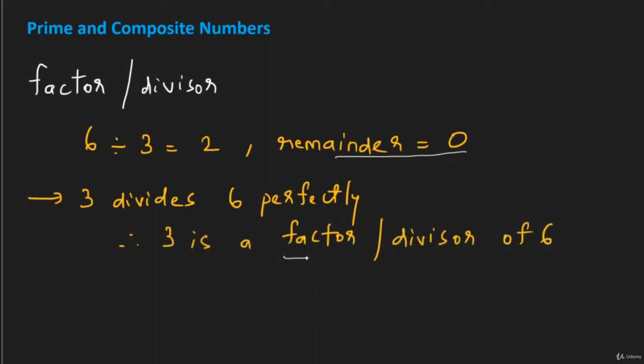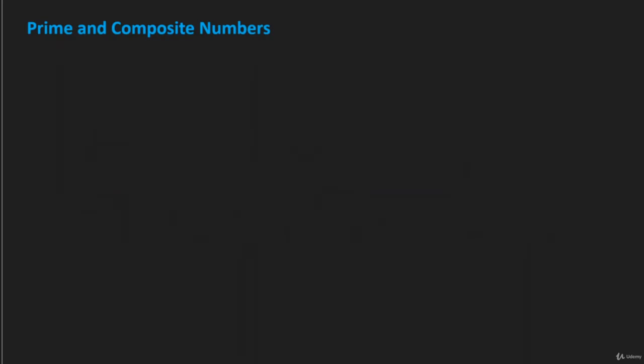Therefore, you can see that what we call a factor or a divisor is a number that divides the given number perfectly, that is, leaving no remainder. Alright, now we know what a factor or a divisor of a number is. With this knowledge, let's try to understand what we mean with prime and composite numbers. Let's start with prime numbers.